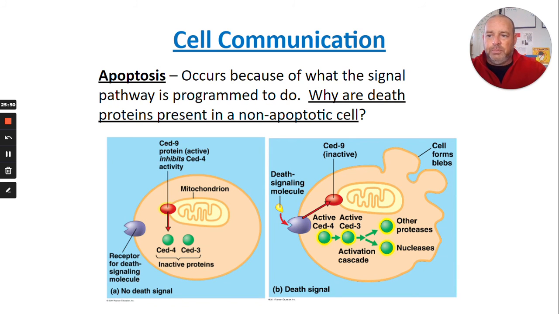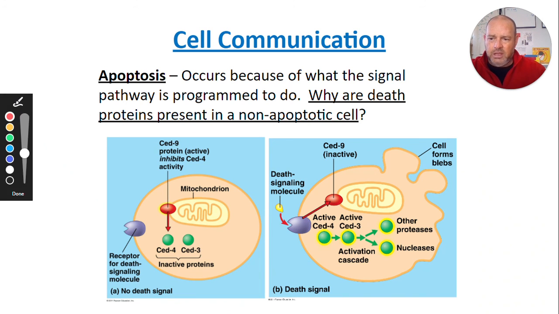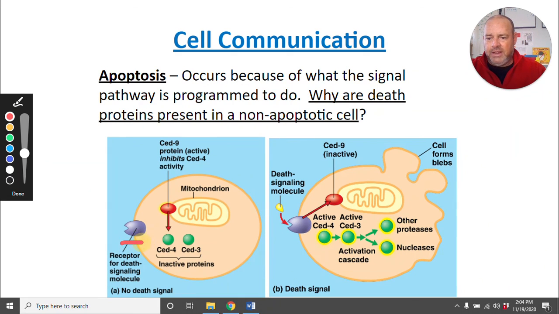And then a more specific example of this is apoptosis. We've talked about this before, programmed cell death. So if we look in here, a couple of the important things. Here's your receptor right here, receptor for death signaling molecule. But in diagram A here, no death signal. So we don't have a ligand, and this is how things are organized.